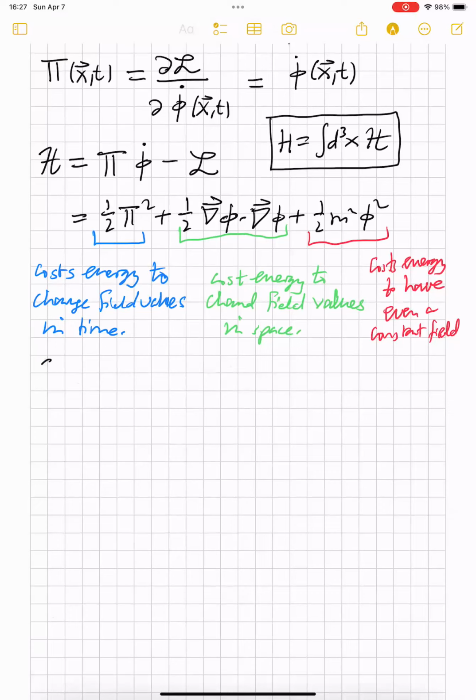We know that the field will obey some Poisson brackets. We've discussed these in detail. So let's just write down what these Poisson brackets are. x minus y.